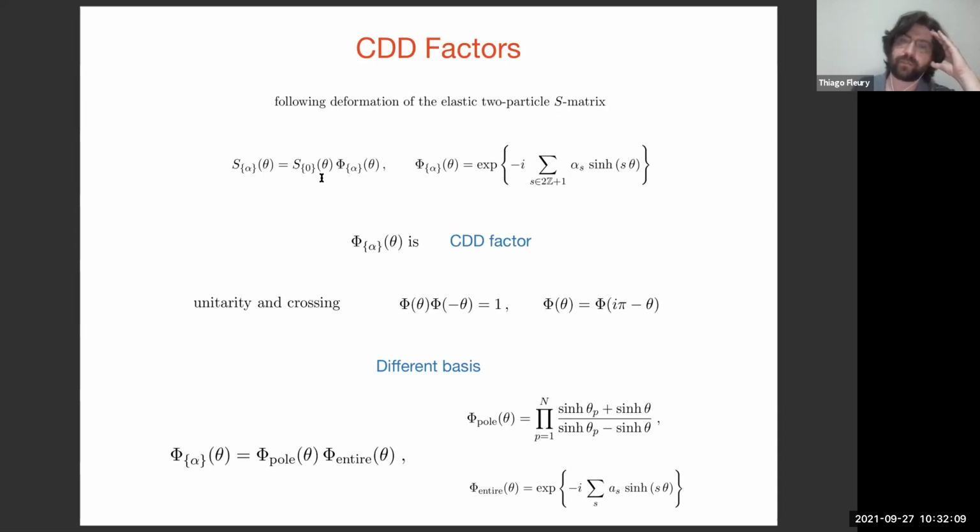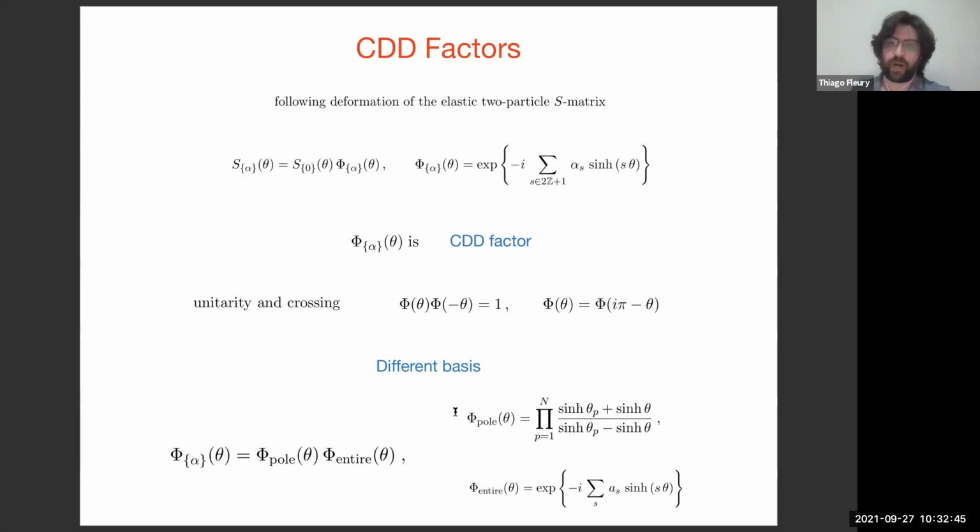So we start with some S-matrix in the undeformed theory, and you apply some CDD deformation. The deformed theory in all the cases is still integrable. And basically the CDD factor satisfies some conditions like unitarity and crossing. And in fact, it has many bases. So the CDD factors, you can write in this basis here that is related with this previous discussion, but it's also possible to write in a completely different basis like this one. So it's just changing the basis.